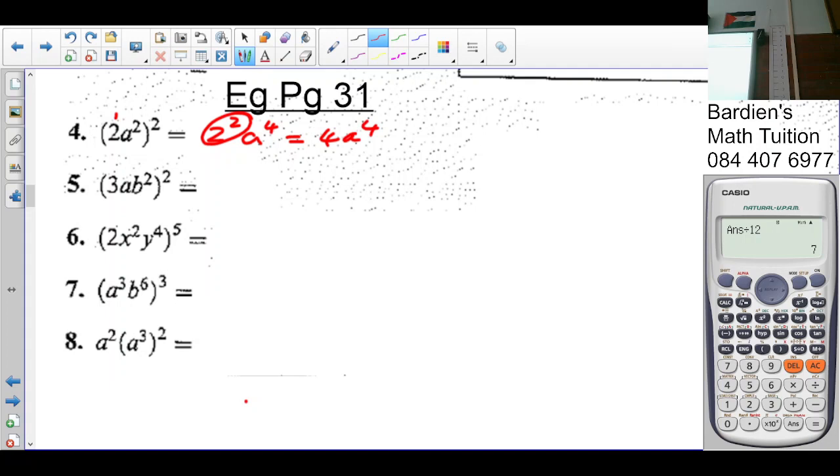What's the next answer? 9a squared b to the 4. Who got that? Nice. There's a 1 and a 1 under a. Can you see that? There's no exponent. We've got 3ab squared. If there's no exponent under 3, there's a 1. No exponent under a, there's a 1. So that would be 3. 1 times 2 is 2. a, 2 times 2 is 4. b, 2 times 2 is 4.